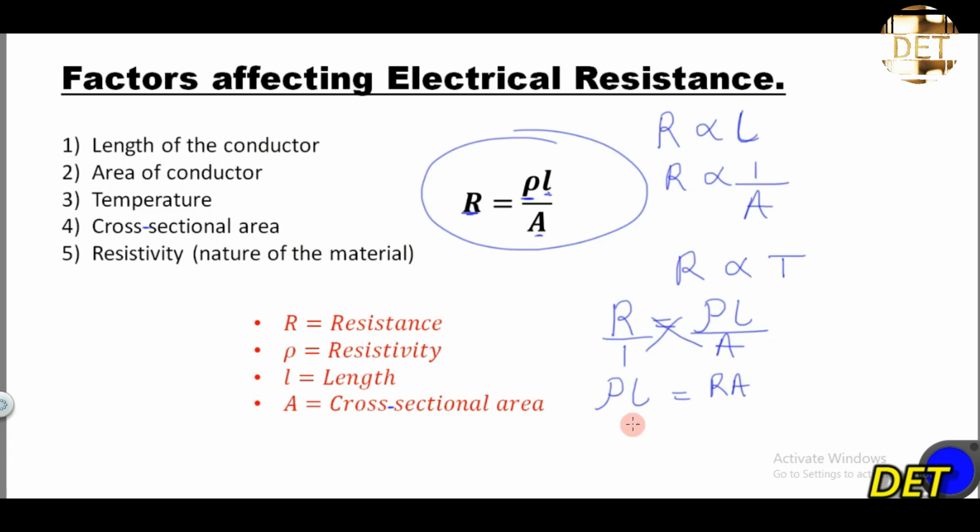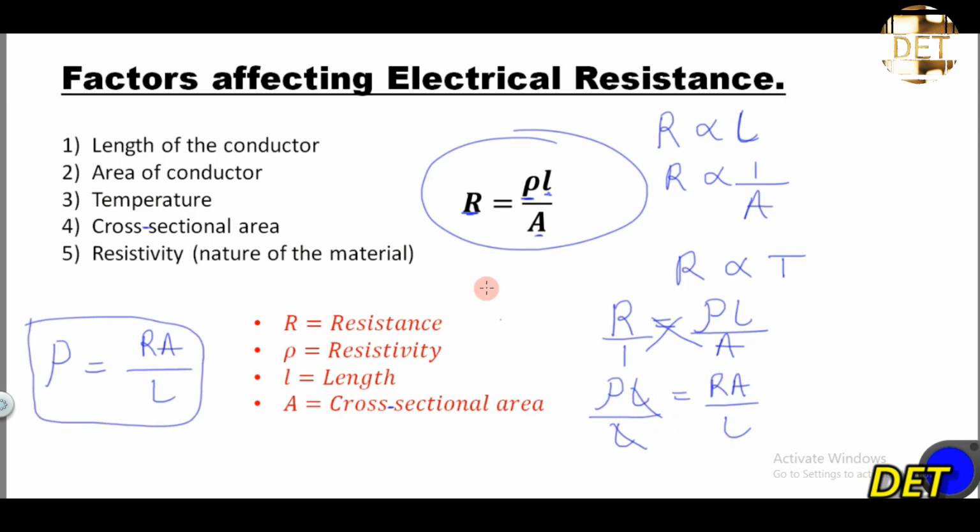So if I want to make resistivity the subject of the formula, I would divide both sides of the equation by the coefficient of resistivity, which is L. L will cancel L. So resistivity from there will be equal to RA over what? L. So this formula is very important. Resistivity is equal to RA all over length. Resistance is equal to resistivity times length all over what? Area. So this is very important, right?